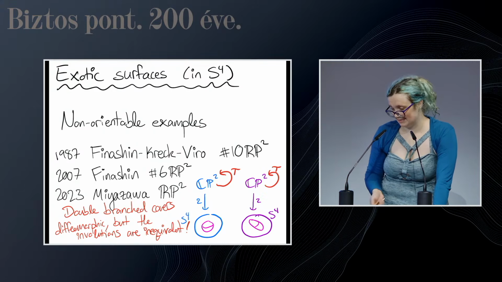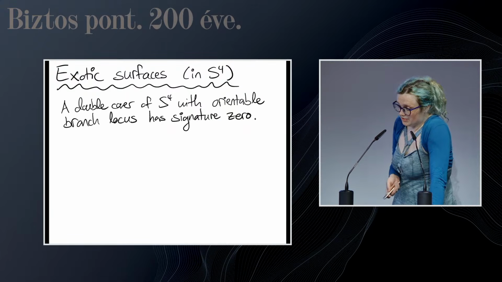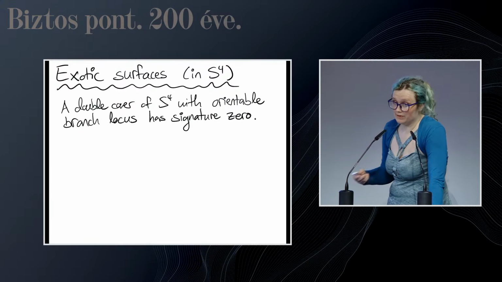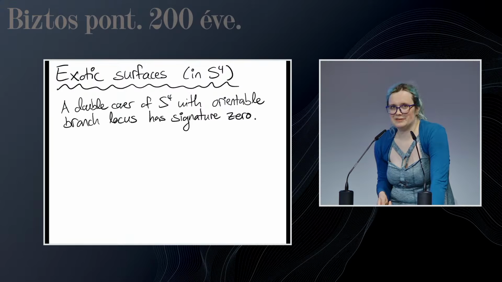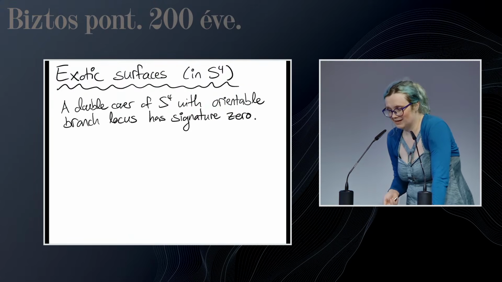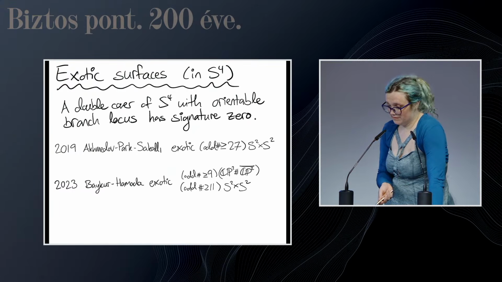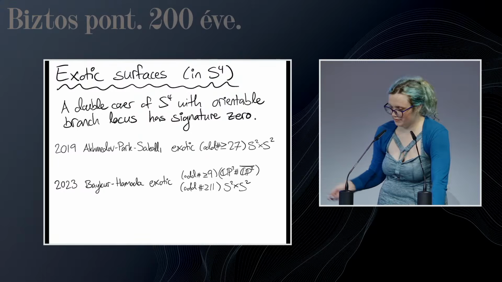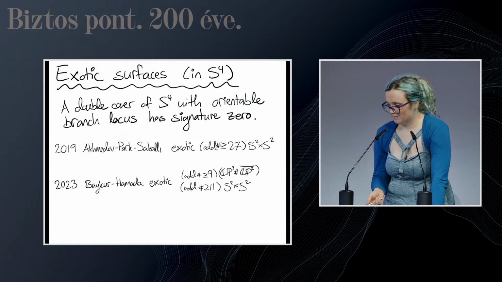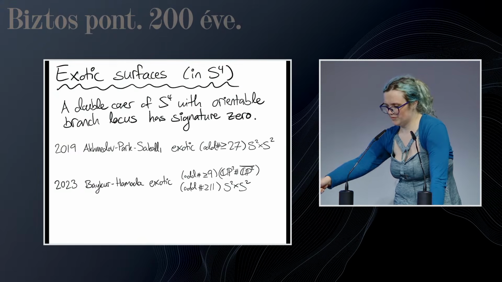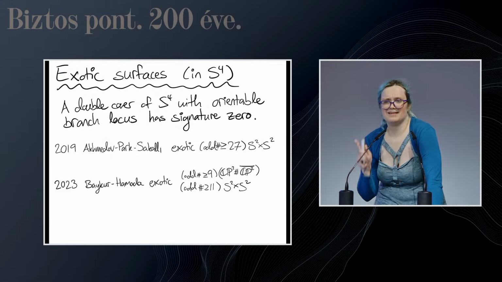So if you were trying to study orientable examples, one difficulty is that the double-branched cover of S4 with an orientable branch locus always has signature 0. So it's not CP2 or CP2 connected sum 9 CP2 bar. But we do have signature 0 exotic manifolds. So a few years ago, Akhmedov-Park-Sokhali made some exotic connected sums of S2 cross S2s. I think even before this, Akhmedov-Park had connected sums of S2 cross S2s, but I forget what the number was, it was like a big number.